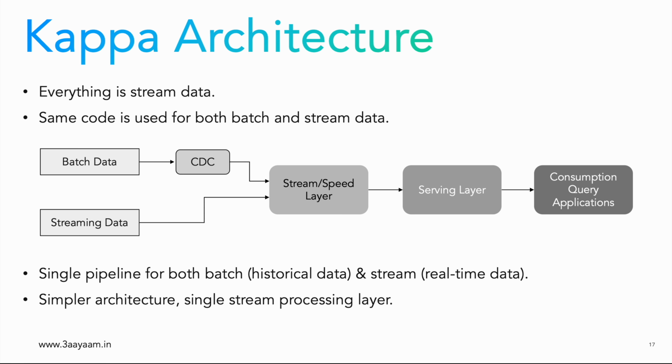Now, as I said, this is not an exhaustive architecture diagram for Kappa, but the essence again is that every data should be processed as if it were stream data. So the implementation can vary, but the underlying idea is that you have to make sure that both batch data and stream data are processed using a streaming pipeline. So that's what Kappa architecture is.